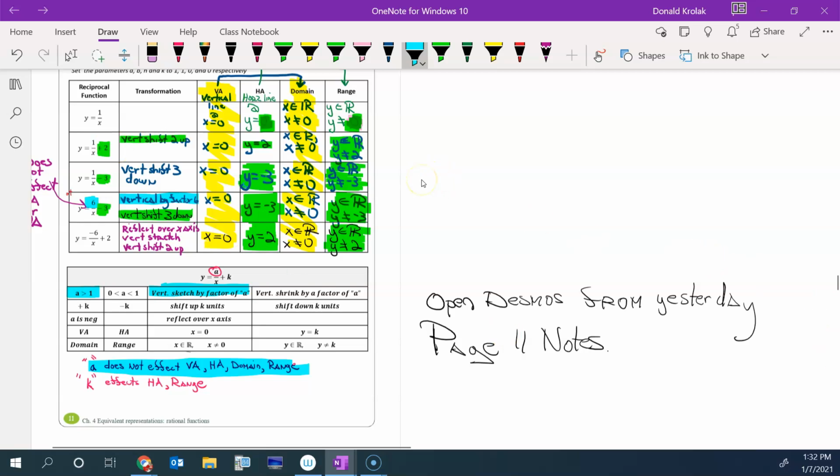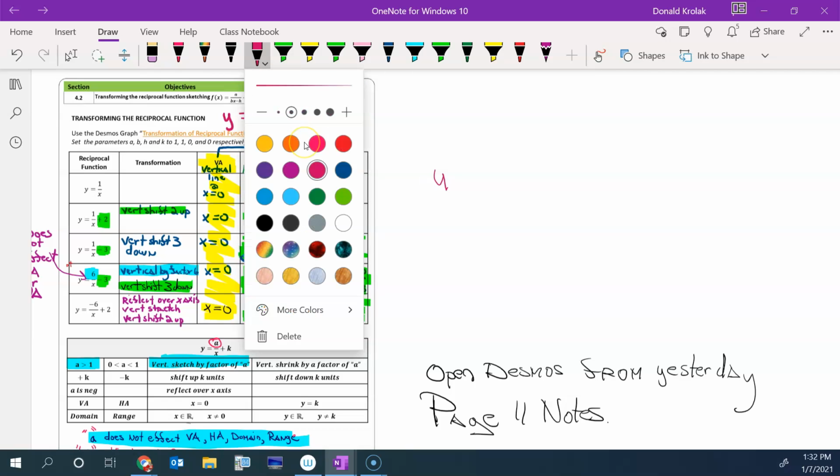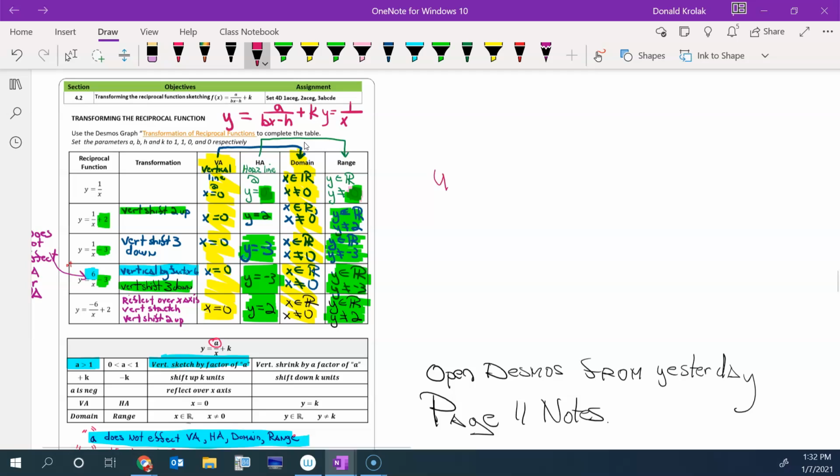Okay, when we add a number outside of the function. Now you're going to hear me say inside and outside the function. Let me explain to you what I mean by that. When you're looking at this, here's our mother function. This is the mother function.